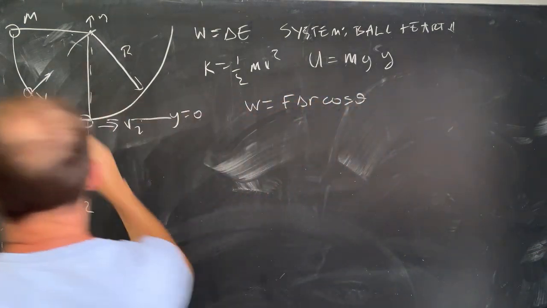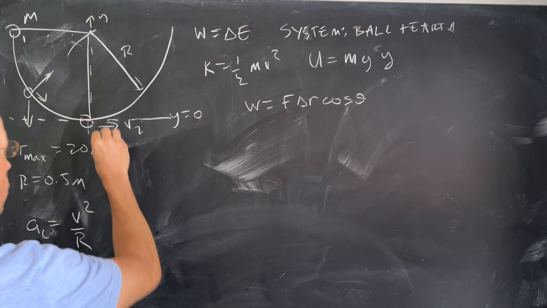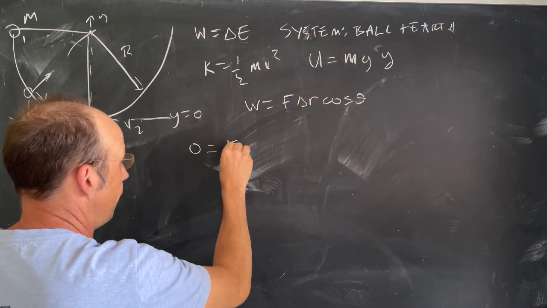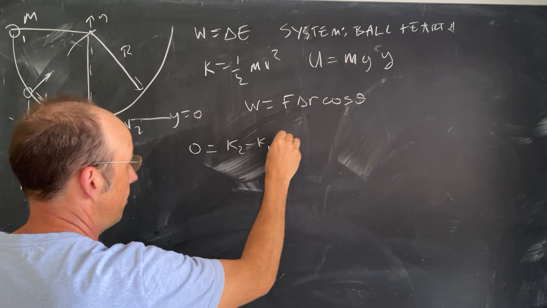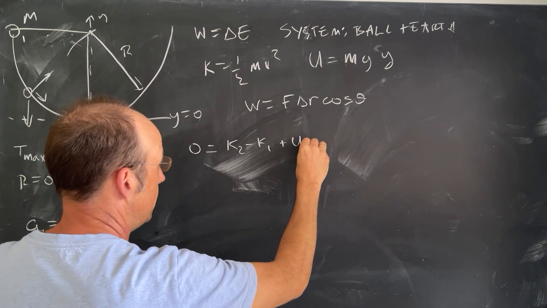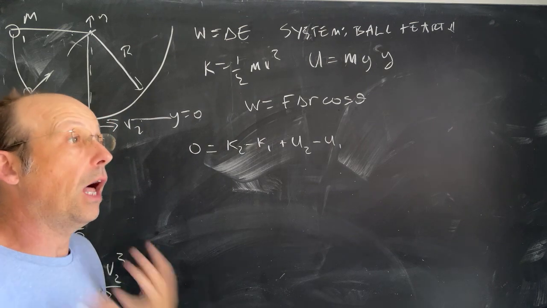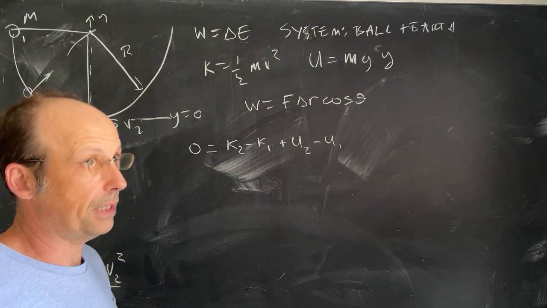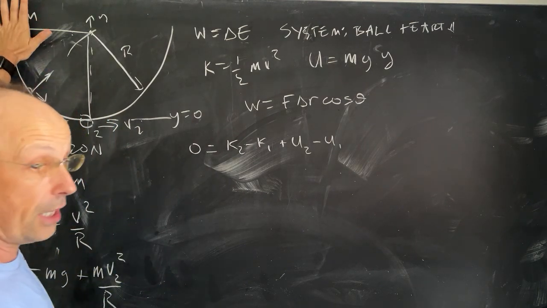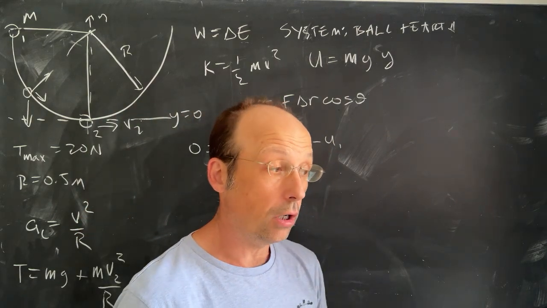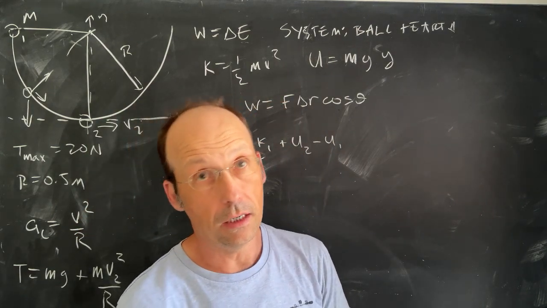So now I can call this position 1, this position 2, like I said. And I have work as 0, which is the change in kinetic energy plus the change in potential energy. And I want to point out, a lot of times I get students just saying the energy here is equal to the energy there. And it's not completely wrong. It's just kind of a bad idea, right?